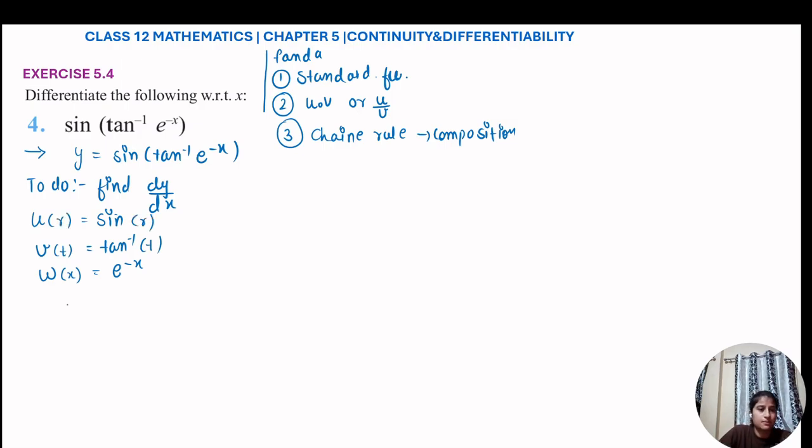So our y is a composition of these three functions. Our y will become u composition v composition w. Okay, so now what we have to do is just apply the differentiation to the composition of functions.